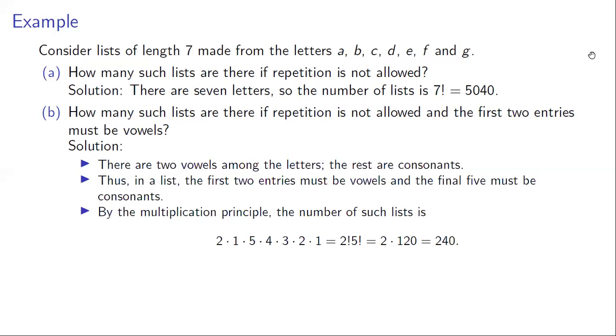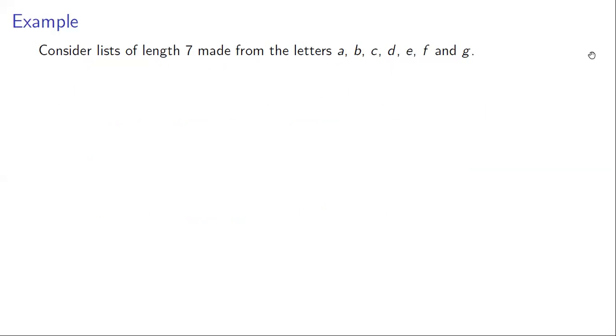By the multiplication principle, the number of such lists is 2 times 1, because those are for the first 2 entries, which have to be vowels. And then we have 5 letters left. So we have 5 choices, and then 4, and so on. This gives us 2 factorial times 5 factorial possible lists, or 2 times 120, or 240 such lists.